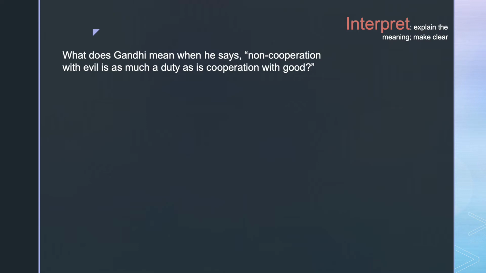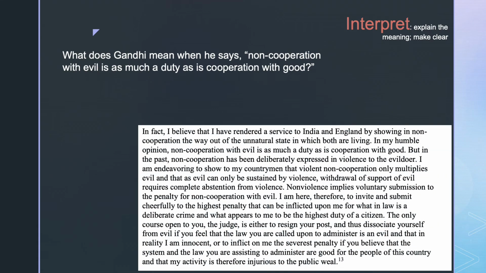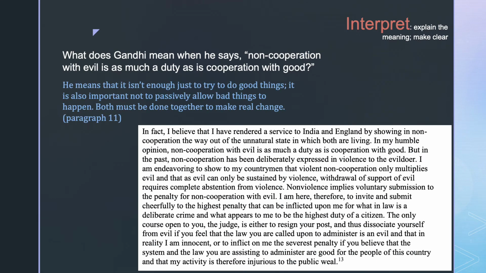Your first question asks you to interpret the text. This means to explain the meaning or make clear. The question asks, what does Gandhi mean when he says non-cooperation with evil is as much a duty as is cooperation with good? He means that it isn't enough just to try to do good things. It is also important not to passively allow bad things to happen. Both must be done together to make real change.